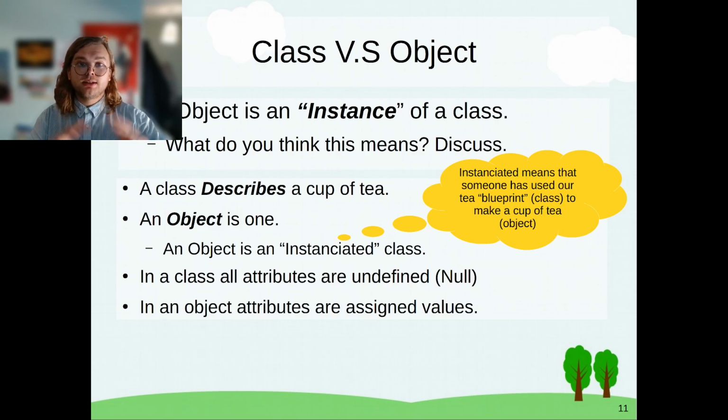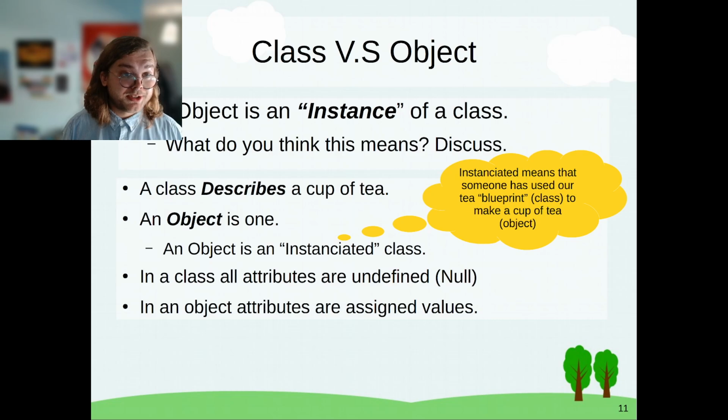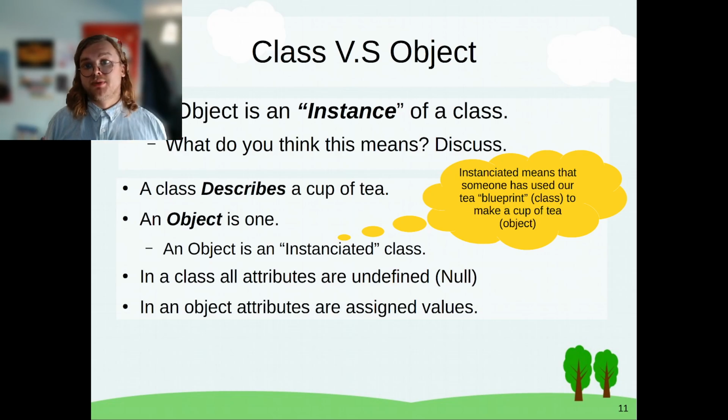So now we'd pause to discuss this, and then once I got some ideas in, probably won't get it first time, I'd say that the class describes a cup of tea, but an object is one. So we say that an object is an instantiated class. Now, instantiated is quite a big word for 10 to 12-year-olds. I certainly wouldn't have known it at that age. So I like to use the blueprint analogy. So instantiated means that someone has used our tea blueprint to make a cup of tea, an object.